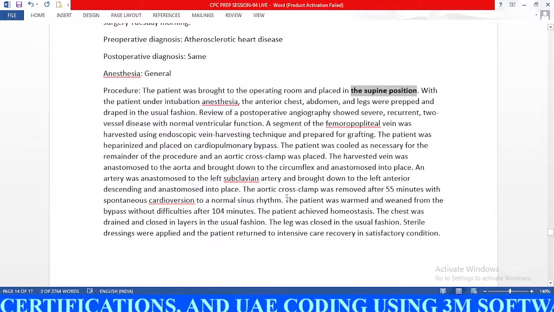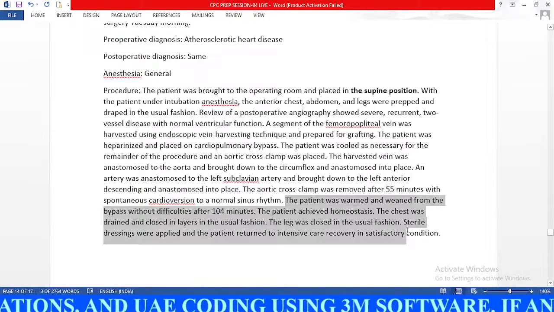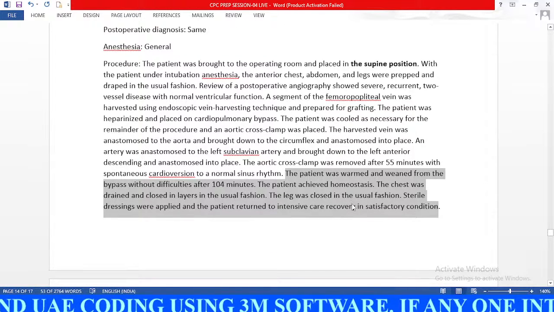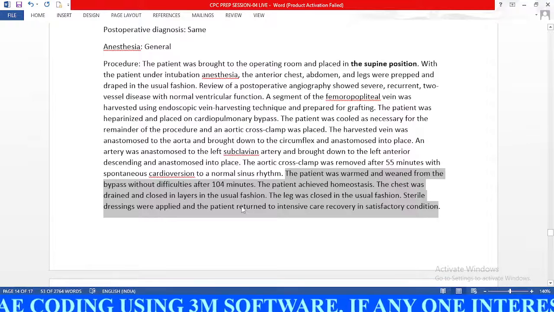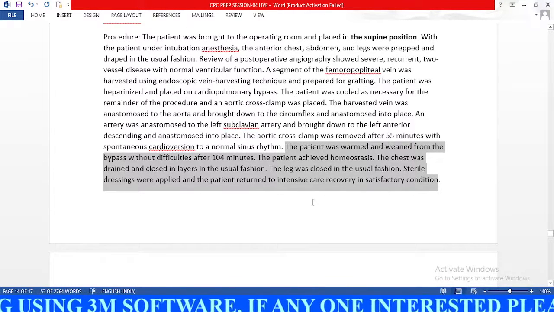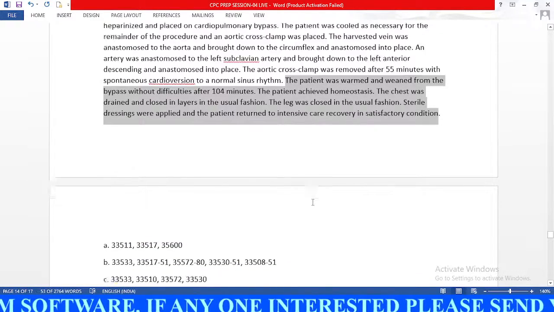These are normal ones. The patient was weaned from the bypass without difficulties after 104 minutes. The patient achieved hemostasis. The chest was drained and closed in layers in the usual fashion. The legs were closed in the usual fashion. Sterile dressings were applied, and the patient went to intensive care recovery in satisfactory condition.